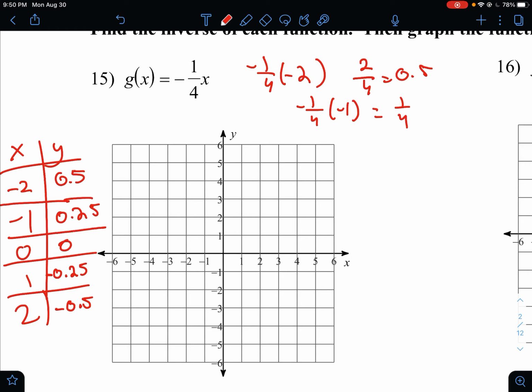All right, so then we could go ahead and plot the original function. What I'm doing right now is just plotting the original function. So I get negative 2, 0.5; negative 1, 0.25; 0, 0; 1, negative 0.25; and 2, negative 0.5. All right, so it's going to look something like that. You can kind of extend that. So that is our original function. Hopefully that looks okay.